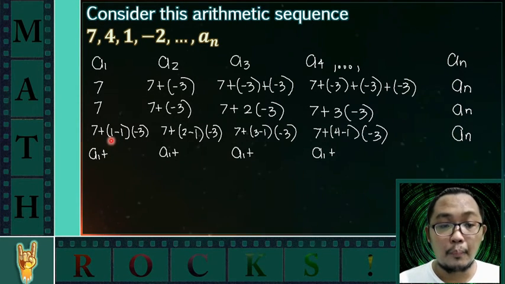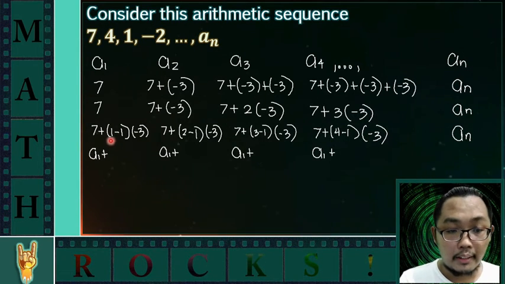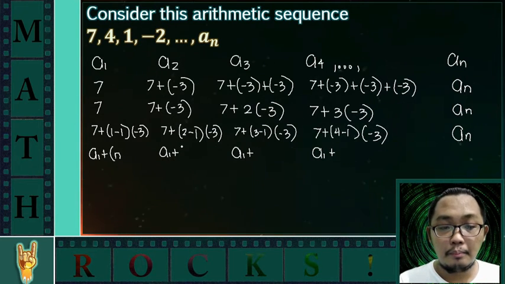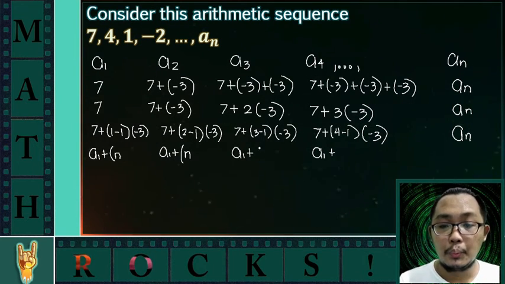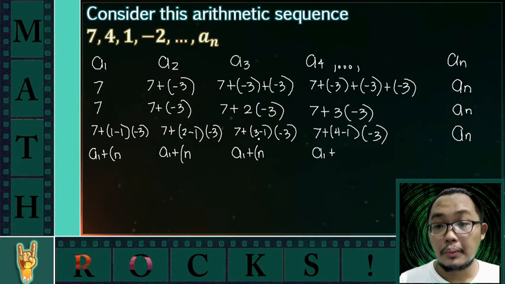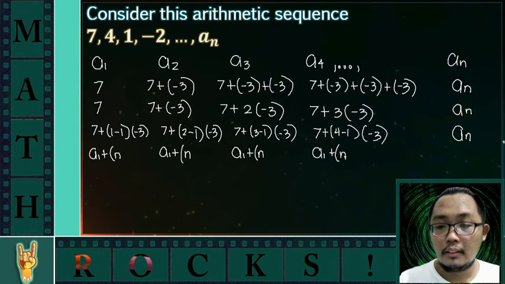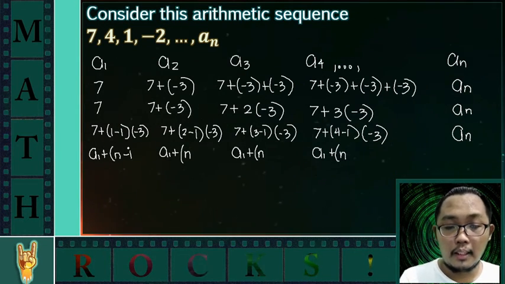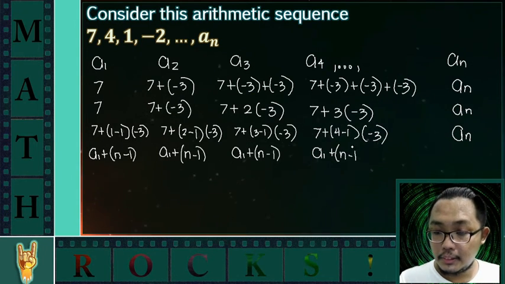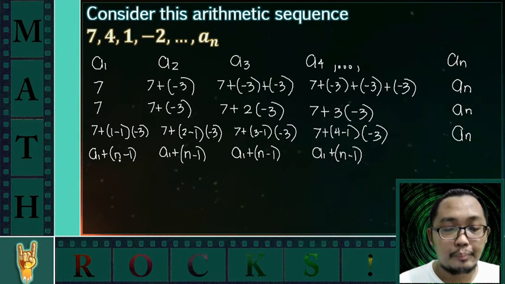So if we are referring to the first term, then your n is equal to 1. So writing this one as n. Same goes for this, the second term. So your n is actually 2. While here in the third term, your n is equal to 3. While for the fourth term, your n is equal to 4. And writing all the remaining parts of this expression gives us n minus 1.